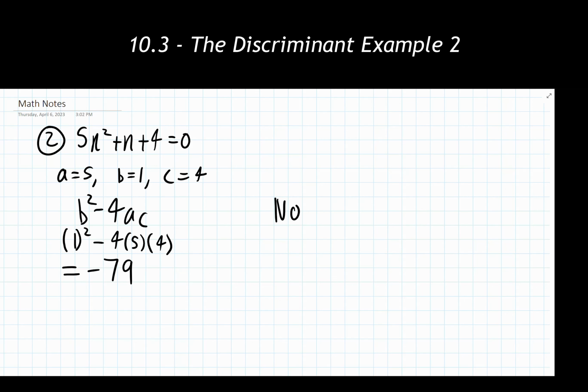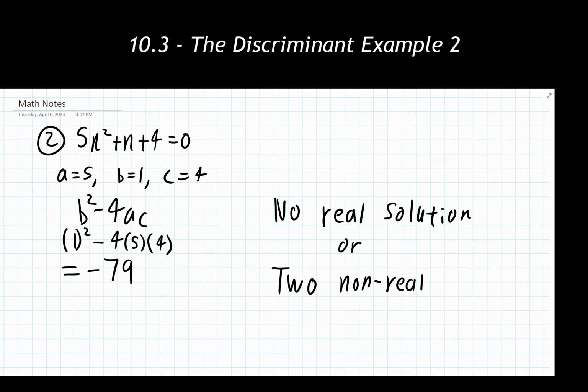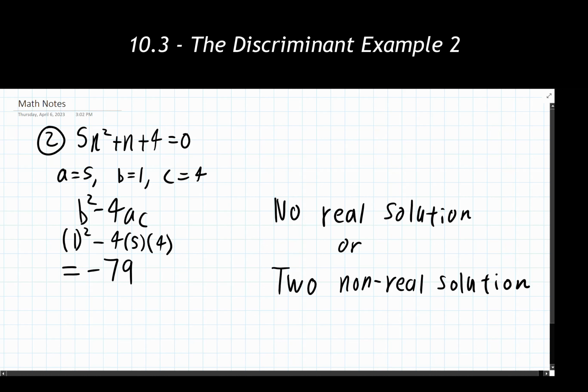So, if I could write it correctly, we have no real solution. I'm going to list the alternative that you could write out with this as well. You could instead say 2 non-real solutions. Again, this does depend on the instructor, the software you're using, anything like that. Either way, you should be getting to one of these two answers.